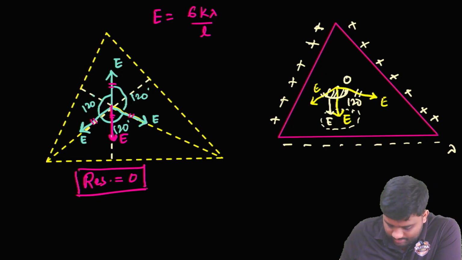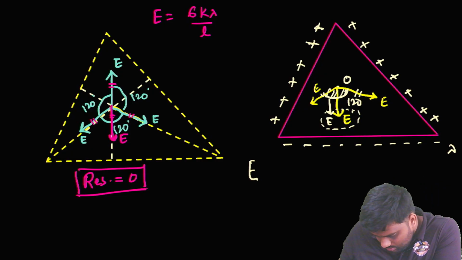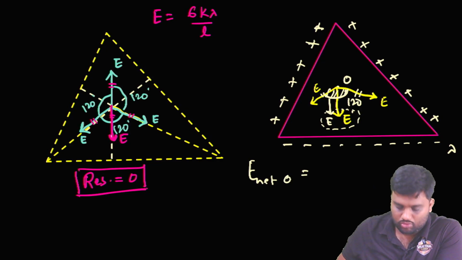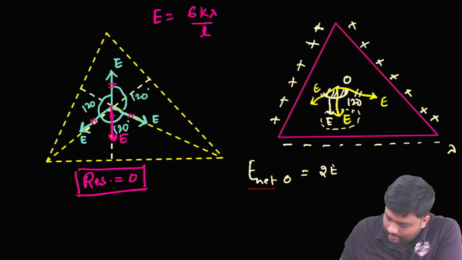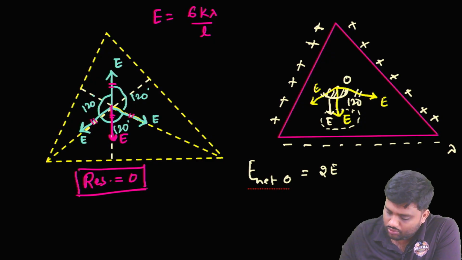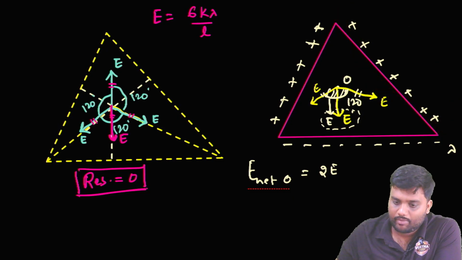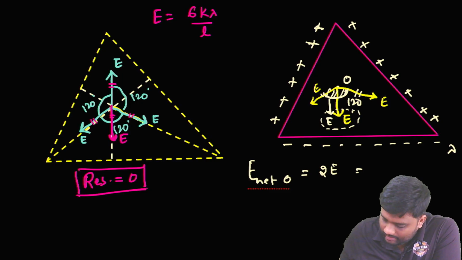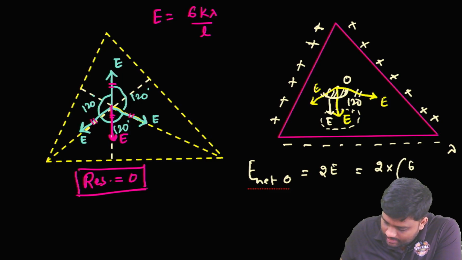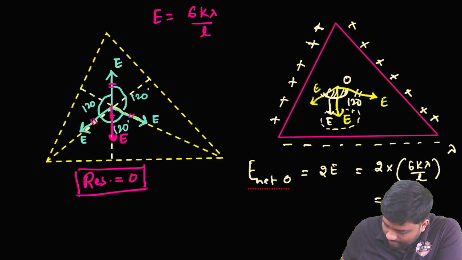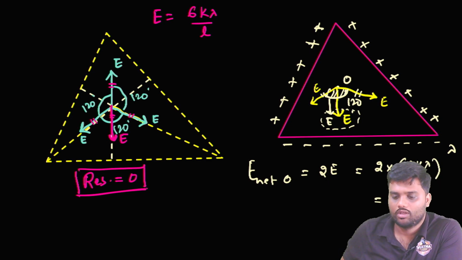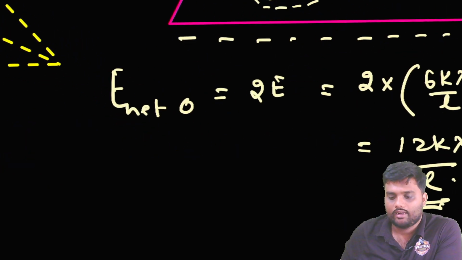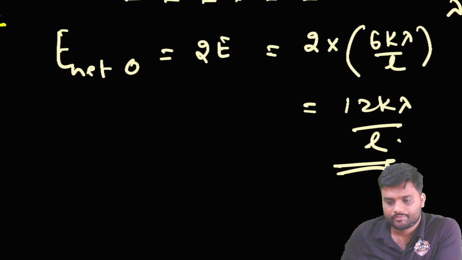So in this case, net electric field at point O is equal to 2 times of what electric field. What is this electric field due to this charge lambda over that length? That is equal to 6k lambda by L. That is equal to 2 times of 6k lambda by L, which is equal to 12k lambda by L. Got it?